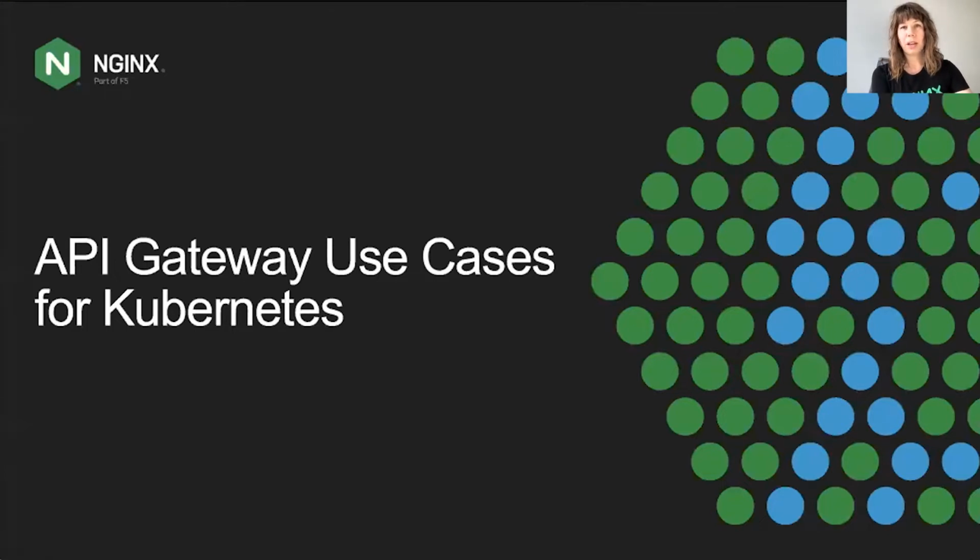We'll be talking about API gateway use cases for Kubernetes, and joining me are Alan Murphy and Brian Ehlert.